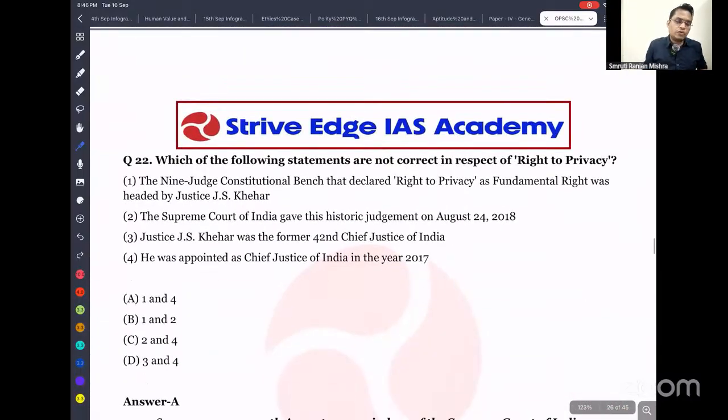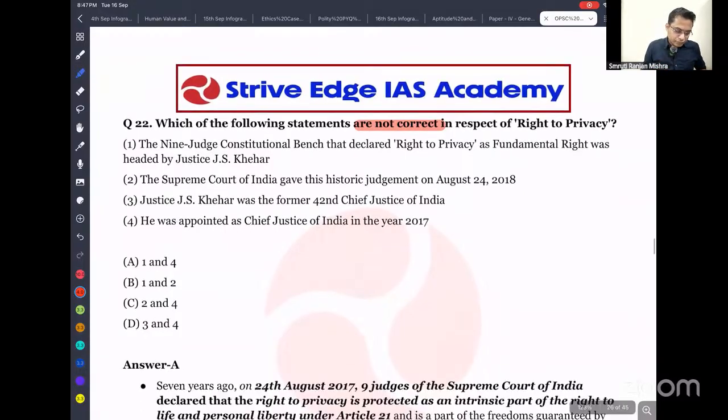Next important question, dear student: which of the following statements are not correct? Here the words not correct are very important. A lot of questions OPSC asks are framed as not correct, so you have to tick the not correct ones. Be careful on that.